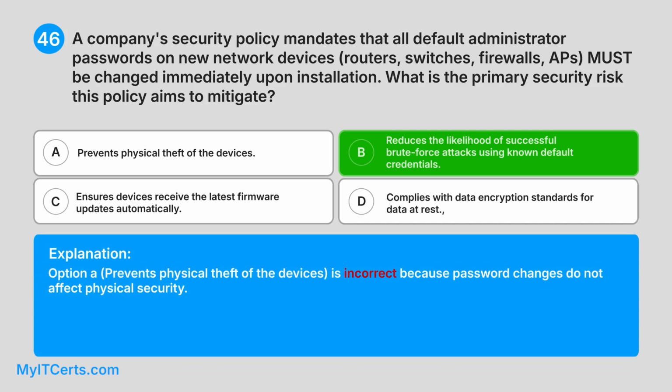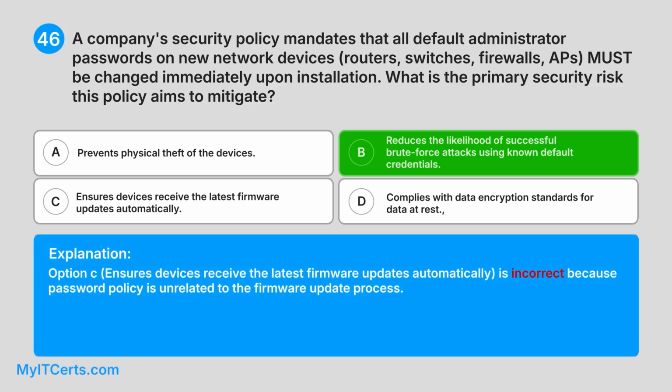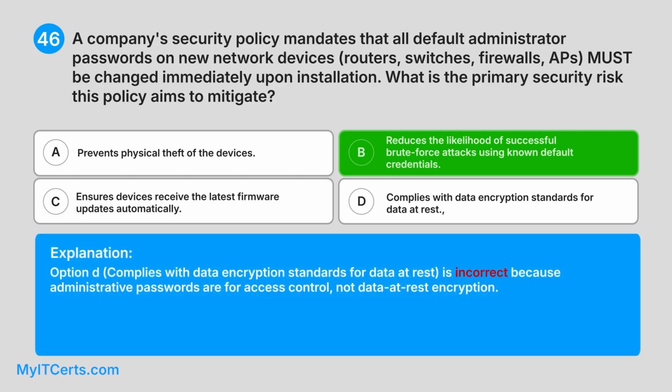Option A, prevents physical theft of the devices, is incorrect because password changes do not affect physical security. Option C, ensures devices receive the latest firmware updates automatically, is incorrect because password policy is unrelated to the firmware update process. Option D, complies with data encryption standards for data at rest, is incorrect because administrative passwords are for access control, not data at rest encryption.